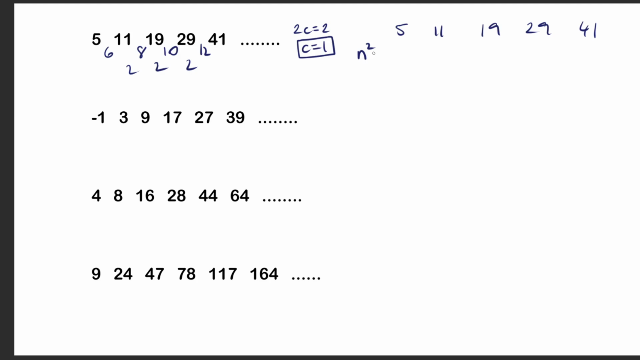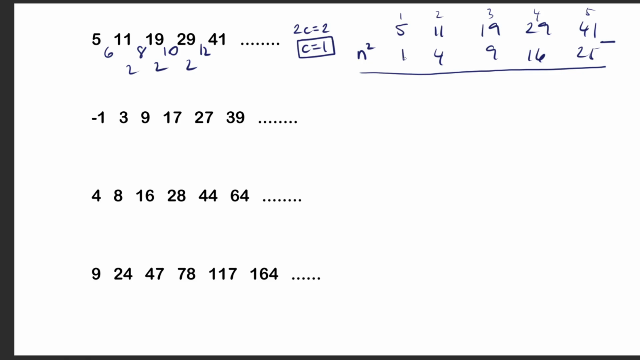So n squared. If the formula was n squared, the first number would be 1, the second number would be 2 squared, 4, the third number would be 9, the fourth number would be 16, and the fifth number would be 25. Now if we subtract these numbers from our sequence, we will work out what's missing that we still need to find a formula for.